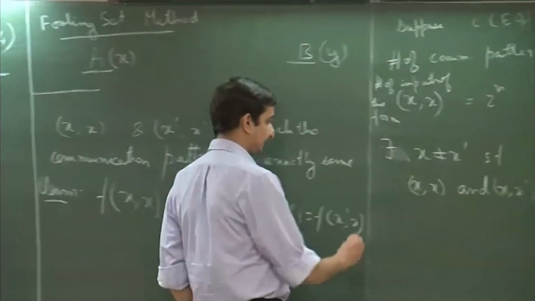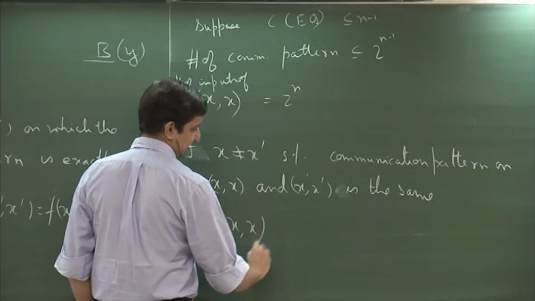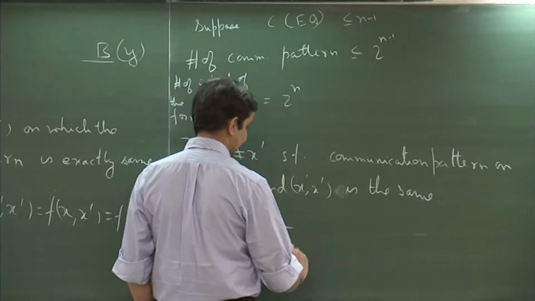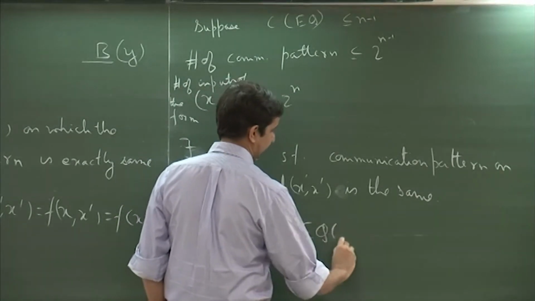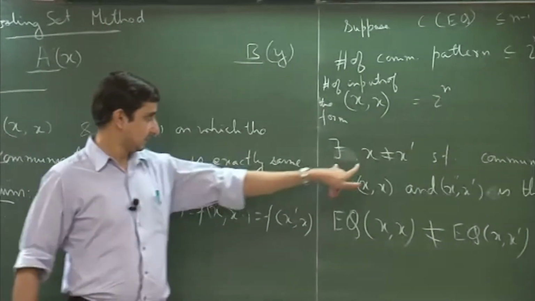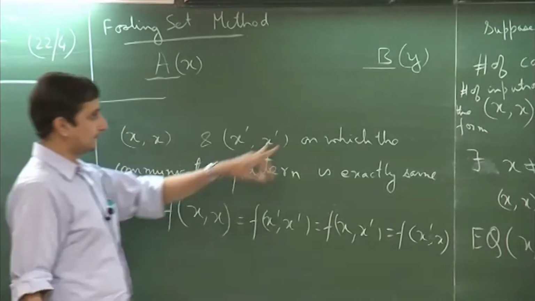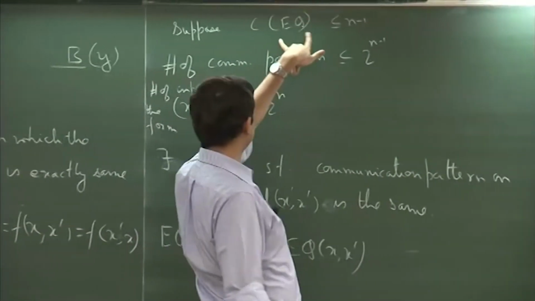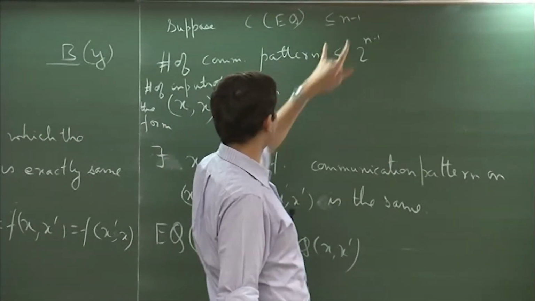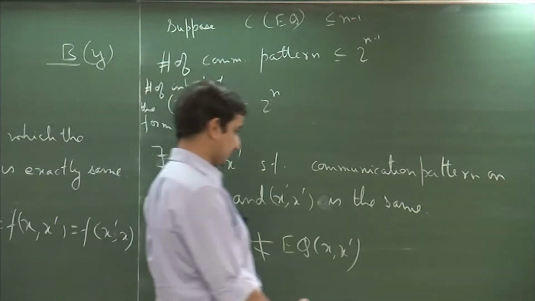Which implies, by our earlier claim, that this should happen, but then this is clearly false, because we know that this equality function EQ of x comma x is not equal to EQ of x comma x prime, because we are picking unequal strings. So, therefore, the communication complexity cannot be less than n, it is at least n. Okay.